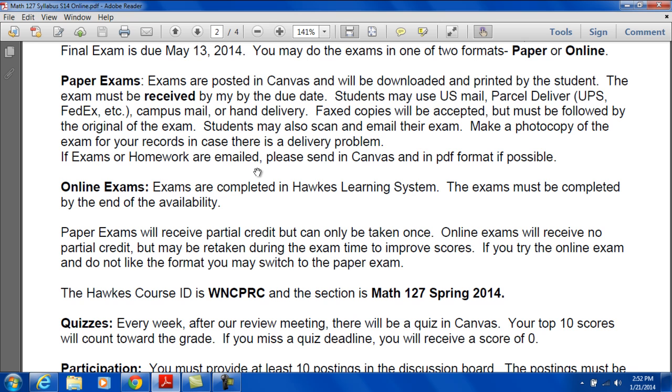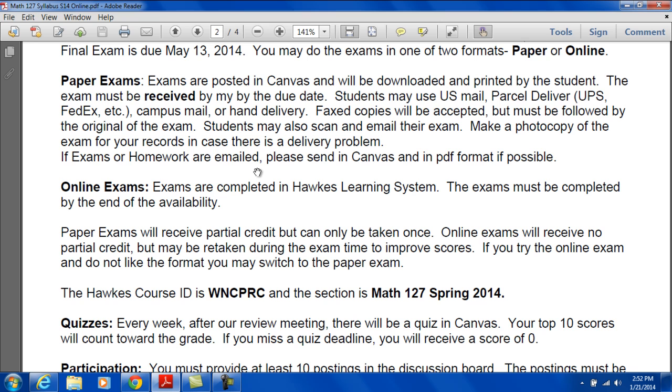You can also email it to me. Fax copies will be accepted but must be followed by the original of the exam. Students may also scan and email their exam. Make a photocopy of the exam for your records in case there's a delivery problem.